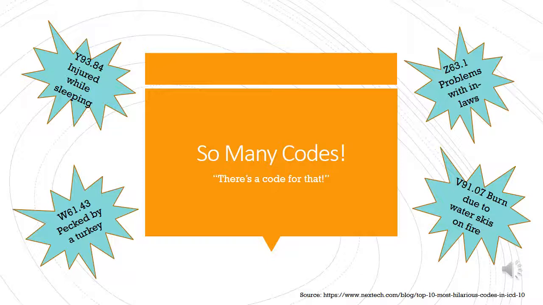Y93.84 is the diagnostic code for injured while sleeping. Well, I guess I could imagine some instances where someone could injure themselves while sleeping. W61.43 is the diagnostic code for pecked by a turkey. Problems with the in-laws? There's a code for that, which is Z63.1. Ever been burned while water skiing? V91.07 is the code for this event. Okay, let's get started and take a tour of this manual.